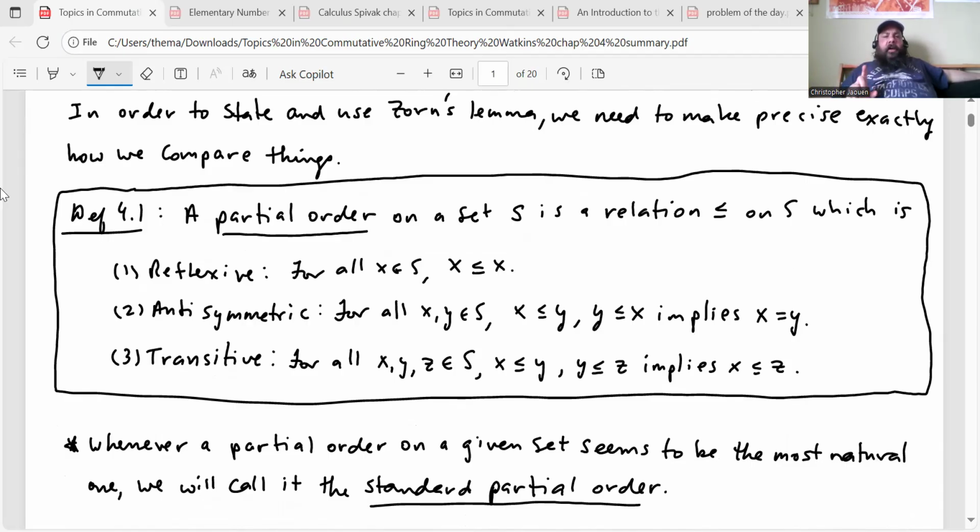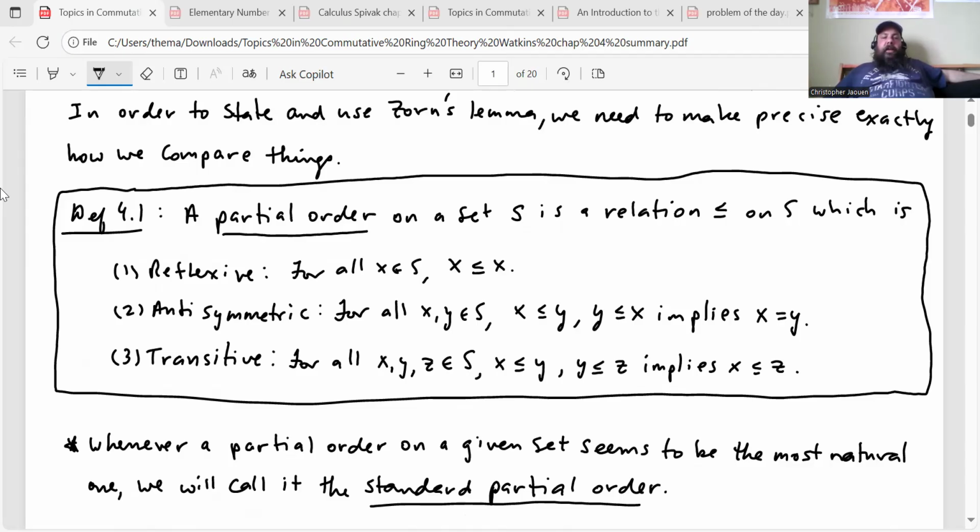This less than or equal, by the way, is not necessarily the usual less than or equal that we think about when we talk about real numbers or integers or things like that. This is an abstract relation here. We call it a partial order if it satisfies these three properties. Two, it has to be anti-symmetric, meaning that for all x, y in S, x less than or equal to y and y less than or equal to x implies that x is equal to y.